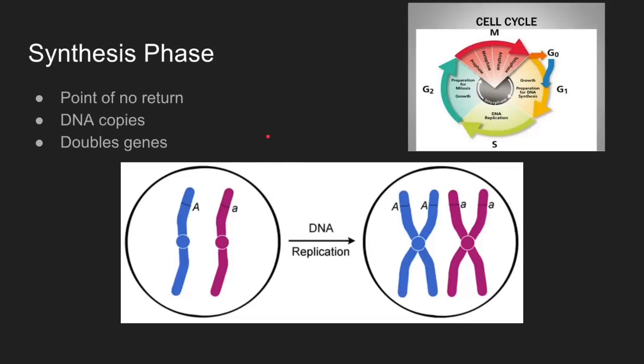Next is the S phase, or synthesis phase. This is known as a point of no return because once cells go here, there's no going back. This is the first checkpoint. And in this, DNA copies and the genes double. So right here you see the DNA, or the chromosomes, they start off single and then they double after this. And this is also a big portion of the cell cycle, just like gap 1.